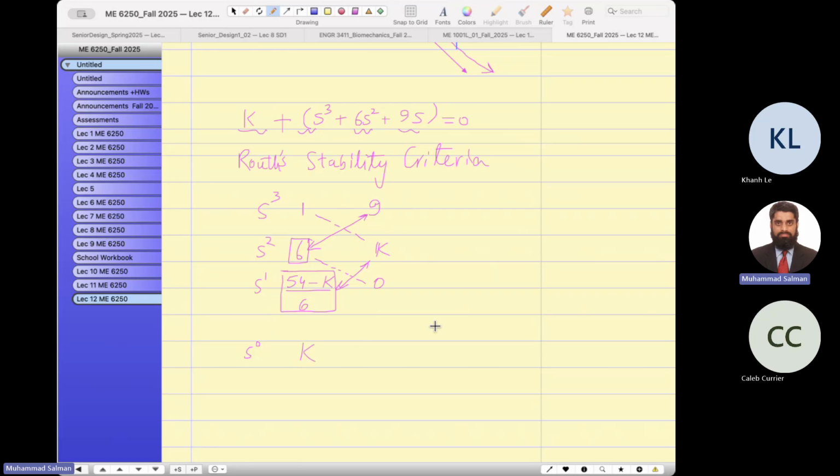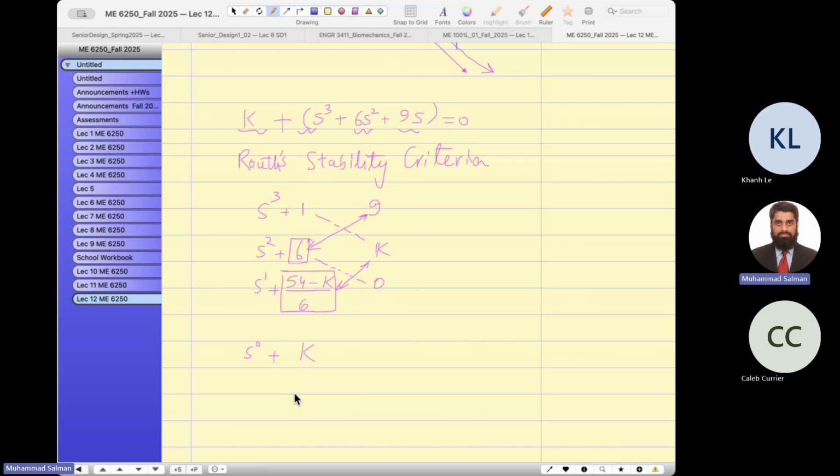So make sure Routh's stability criteria says that you should not have any sign change in the first column. You see my point? If you see some sign change, it means one root is lying in the right half plane, which is an unstable system. You see my point, guys?